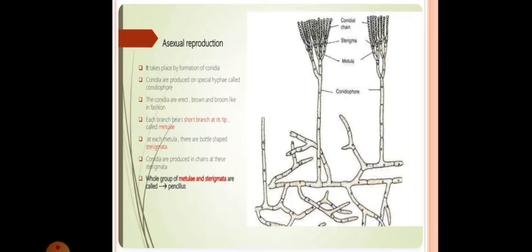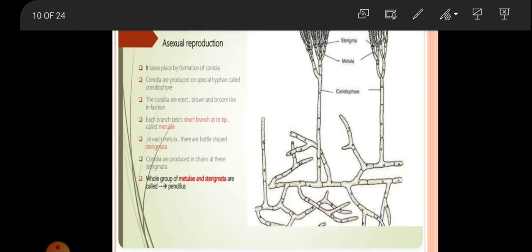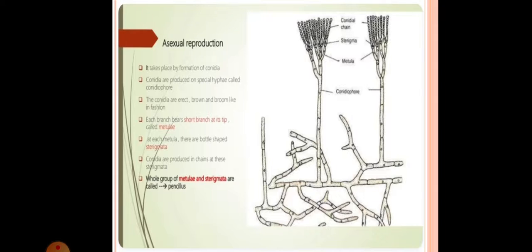Conidia are produced on a special type of hyphae. This is called a conidiophore. So here you can see the structure of the conidiophore. This part, from here to here, is the conidiophore. The conidiophores are erect, brown, and broom-like in fashion. So here these are the conidia. We can see the chain of conidia, the conidial chain. It looks broom-like, and its color is brown.